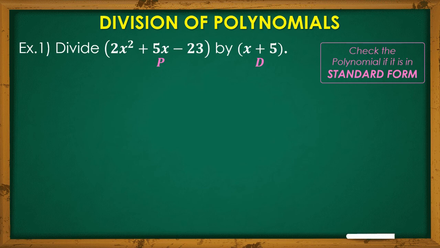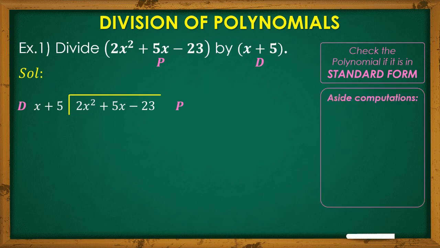Is it in standard form? Yes, it is. Naka-arrange siya by decreasing power. X squared, then x, then constant. Let's look at the solution. Matatandaan na ito ang ginagamit natin when we are dividing numbers or integers before, or when we are performing long division. Sa loob ang dividend, sa labas naman ang divisor. Now, how are we going to perform this long division para sa polynomials? Ito ang ating aside computations.